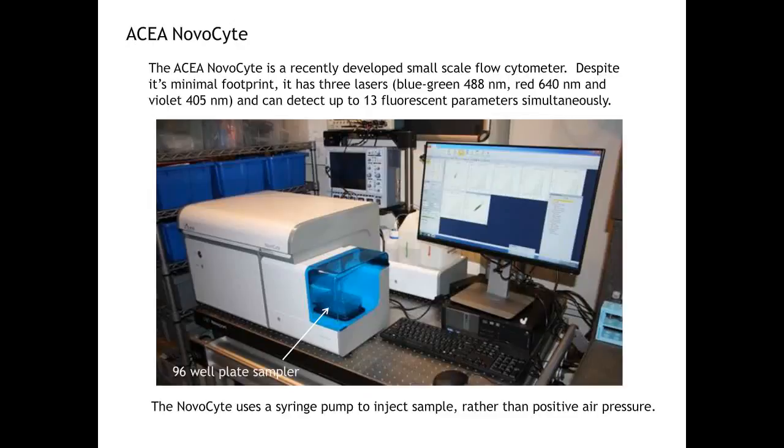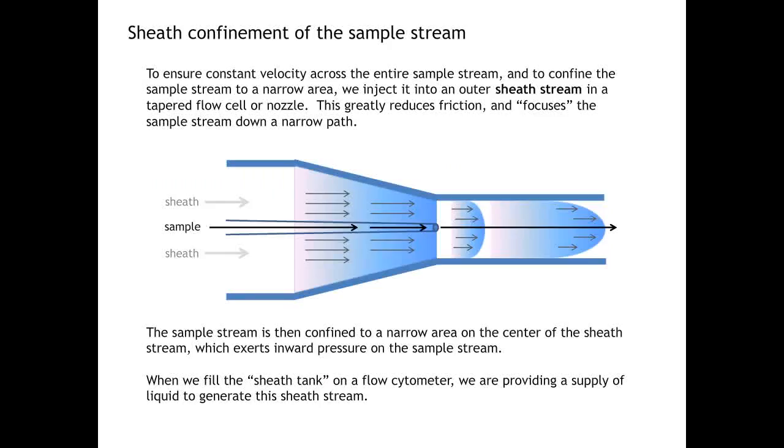This is a recently developed small-scale flow cytometer, very small footprint. It has a 488, a red, and a violet laser on it, and it can detect up to 13 fluorescent parameters simultaneously. The ACEA NovaCyte takes advantage of an interesting mechanism for delivering sample to the instrument.